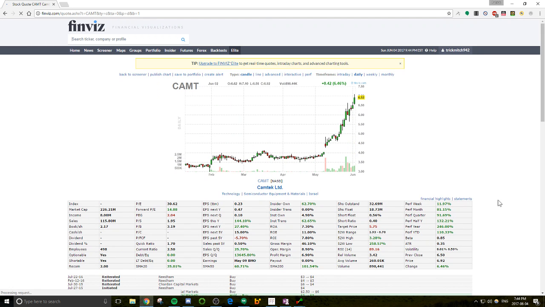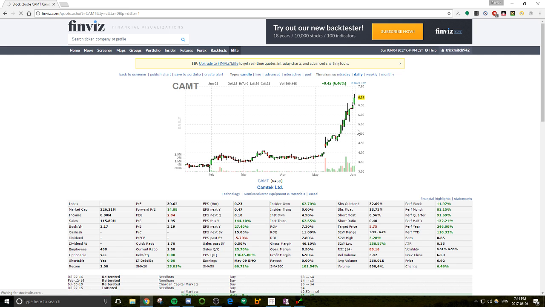CAMT, I like this for a short, and I'll tell you why. It went for the most part straight up for the whole entire month of May. It has touched the $7 mark and has pulled back. It couldn't hold the $7 mark, so I'll be watching for a first red day type of move on this.